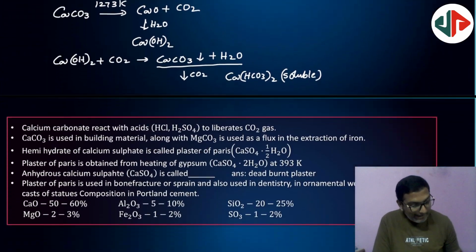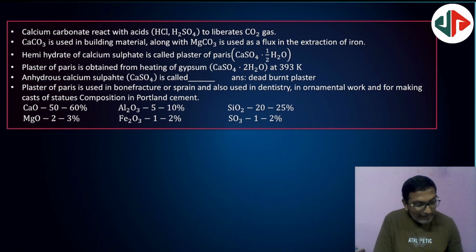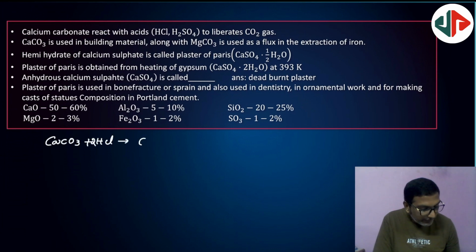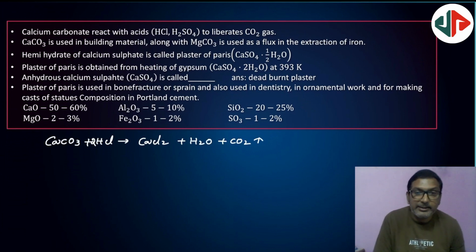Next, calcium carbonate reacts with acids to form CO2 gas. We know CaCO3 plus we take 2 moles of HCl gives CaCl2 plus H2O plus CO2. Almost a neutralization reaction. Next, CaCO3 is used in building material along with MgCO3, and it is used as flux in extraction of iron. In blast furnace it can be used.